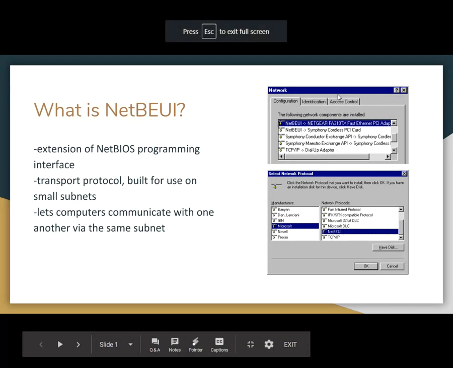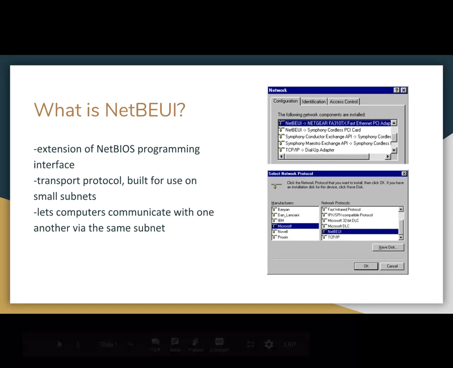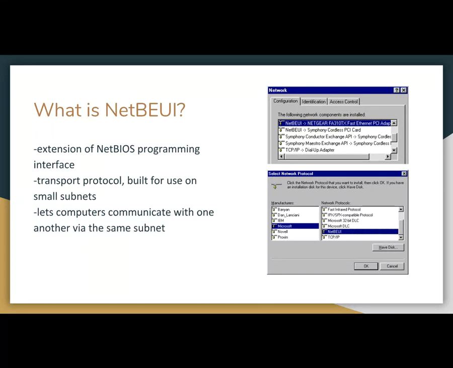Okay, so NetBEUI is quite simply a network protocol that allows two different computers that are on the same subnet to communicate with each other. However, said computers would have to be within the same network and/or subnet segment in order to communicate. And additionally, as depicted by the two images added onto my slide here, NetBEUI is compatible with the Windows OS and was designed by Microsoft and IBM.